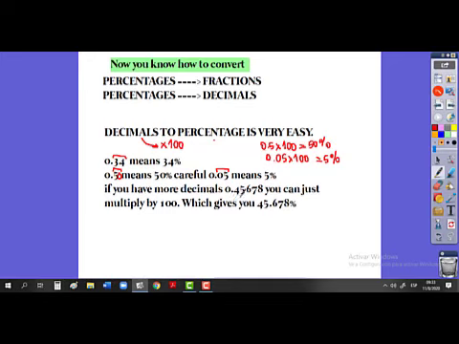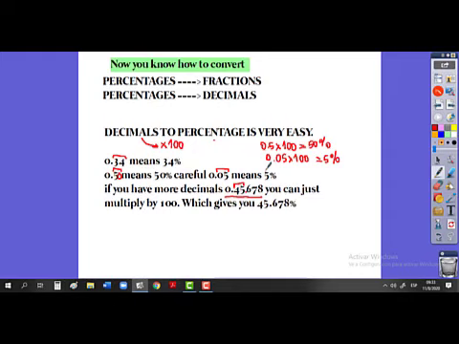If you had more decimals, like this number over here, you can just multiply by 100 and you will get 45.678, or just take the first two numbers and then put a decimal dot, and that would be the percentage. So if you need to change percentages to fractions to decimals, it's very, very easy.